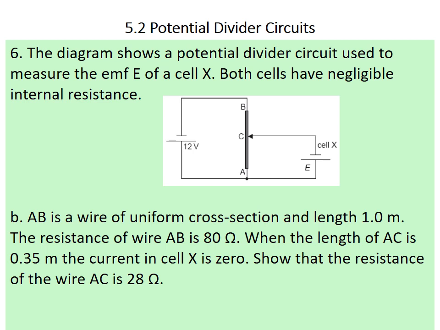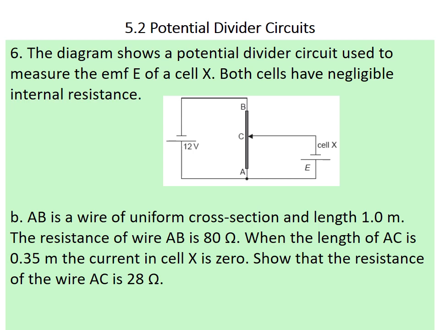AB is a wire of uniform cross-section and length 1 meter. The resistance of wire AB is 80 ohms. When the length of AC is 0.35 meters, the current in cell X is 0. Show that the resistance of the wire AC is 28 ohms.